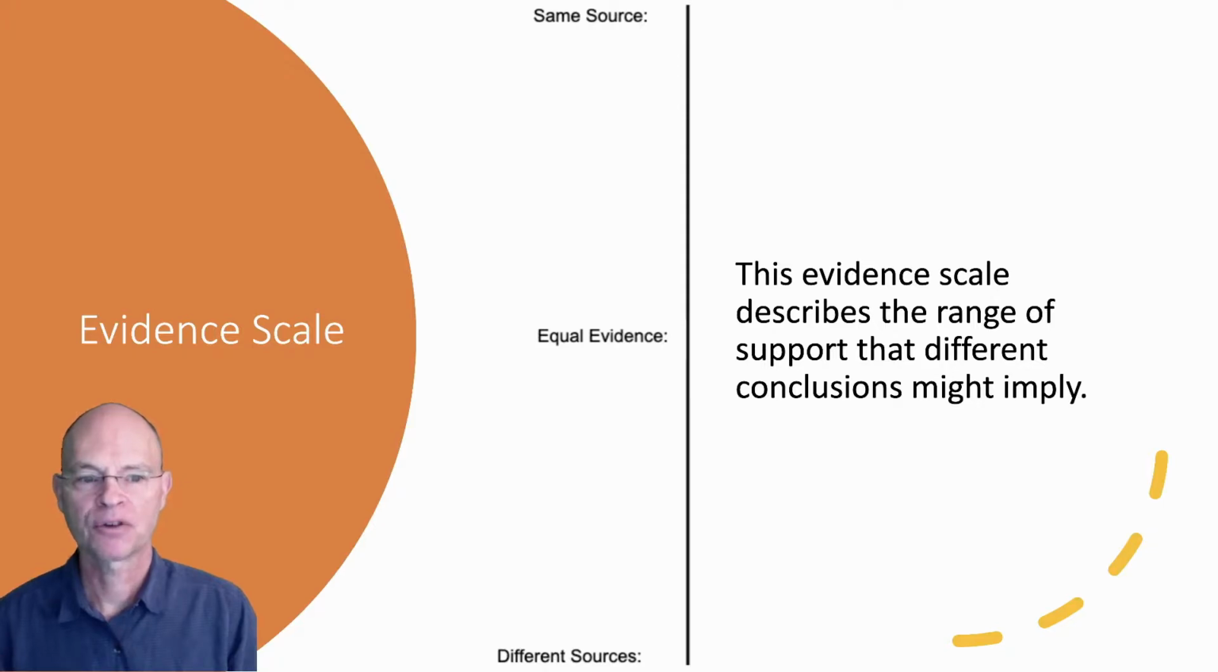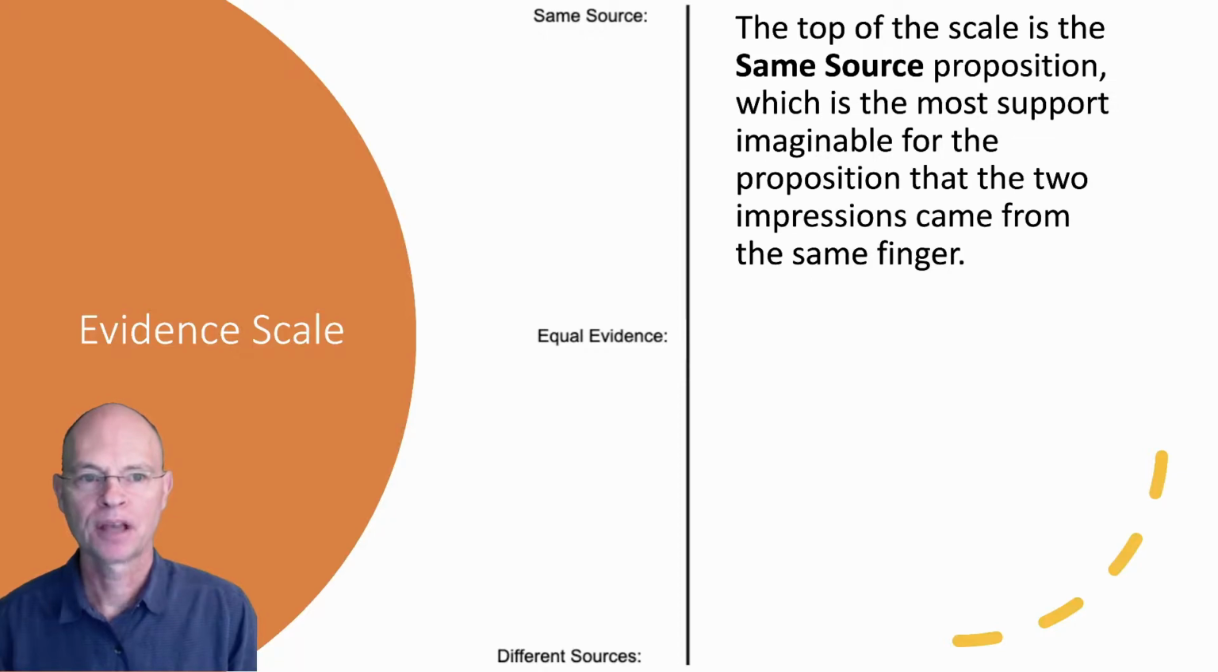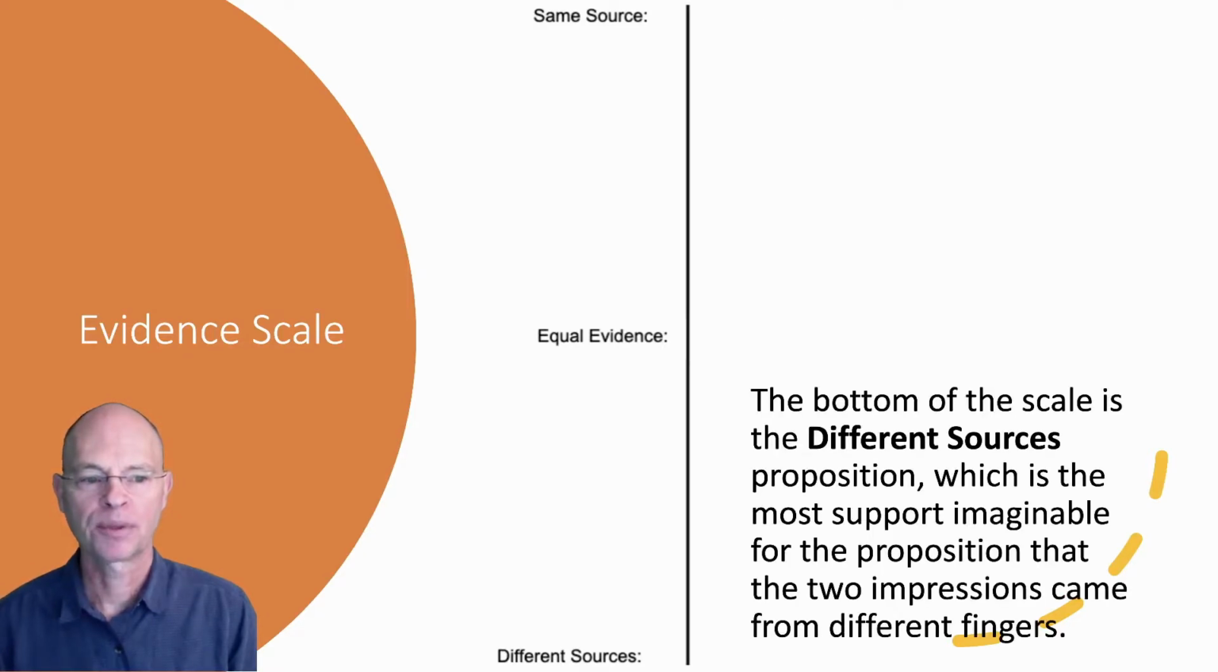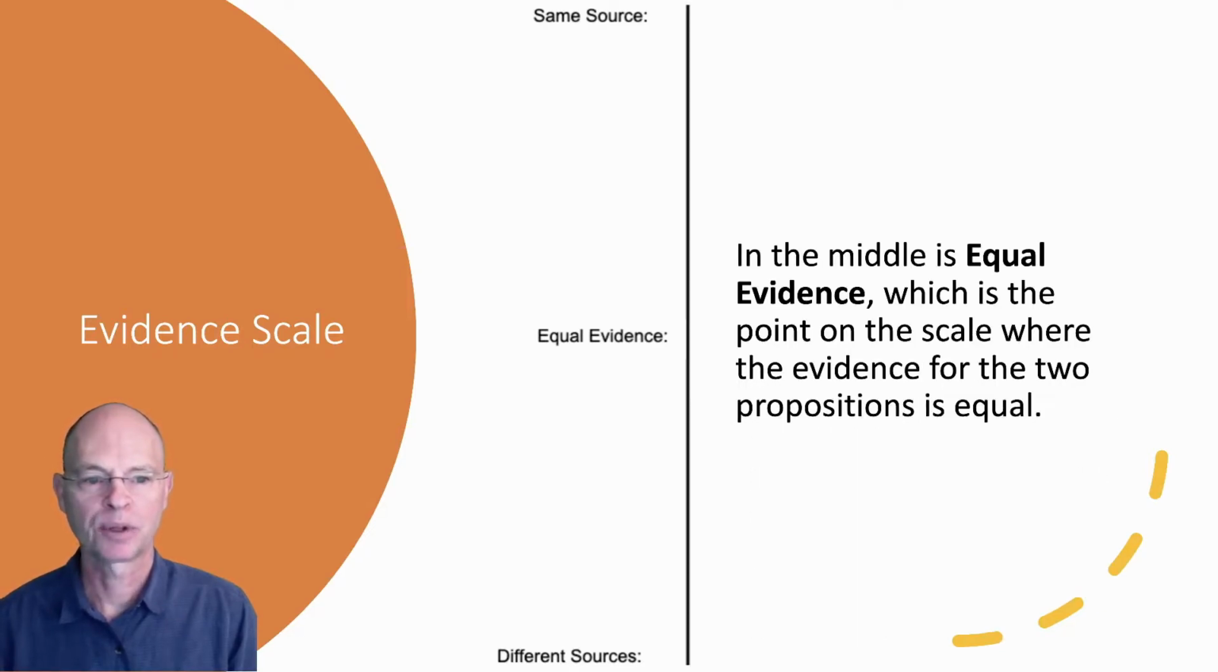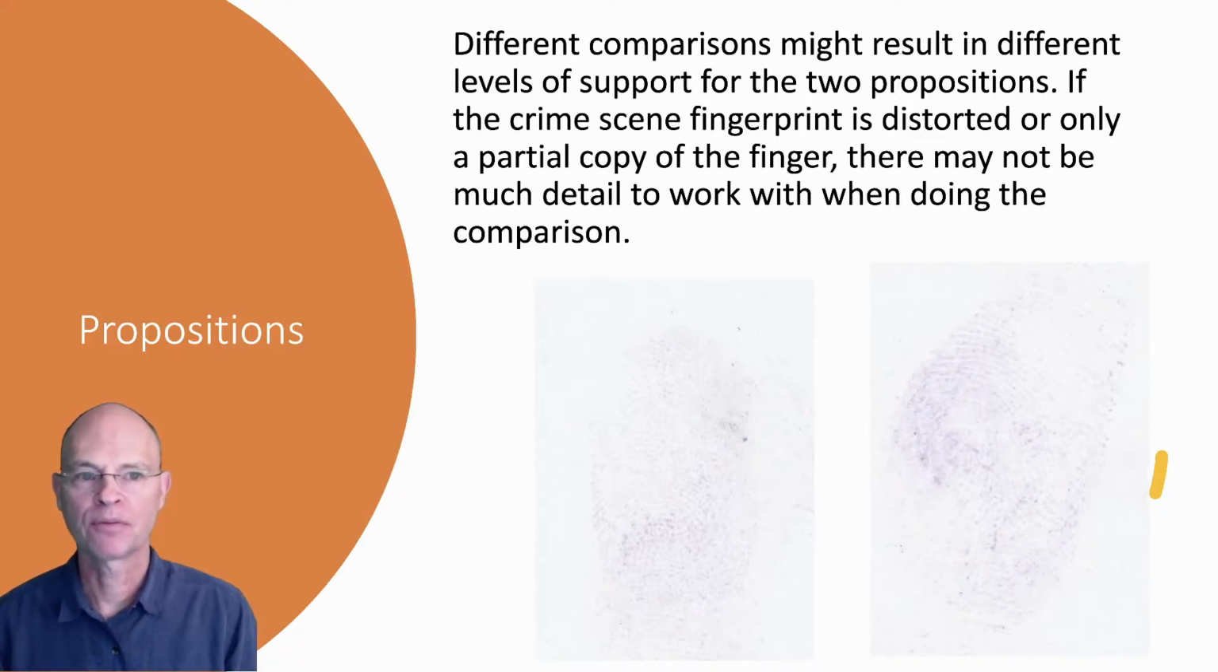This evidence scale describes the range of support that different conclusions might imply. The top of the scale is the same source proposition, which is the most support imaginable for the proposition that the two impressions came from the same finger. The bottom of the scale is the different sources proposition, which is the most support imaginable for the proposition that the two impressions came from different fingers. In the middle is equal evidence, which is the point on the scale where the evidence for the two propositions is equal. Different comparisons might result in different levels of support for the two propositions.